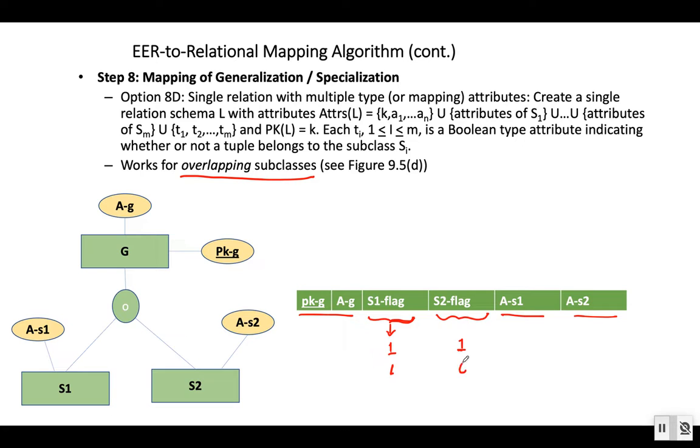I'm assuming you can have a boolean attribute type here. So 1 0 is going to identify that this entity belongs to the S1 subclass but doesn't belong to S2. Now 0 1 is going to identify that this entity belongs only to S2 and doesn't belong to S1, and 1 1 means this entity belongs to both S1 and S2.